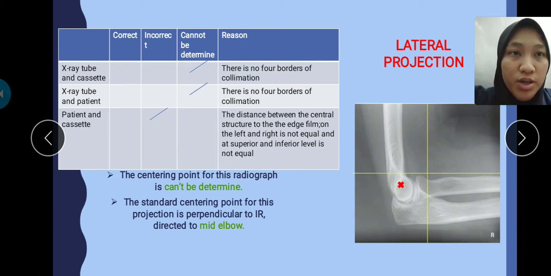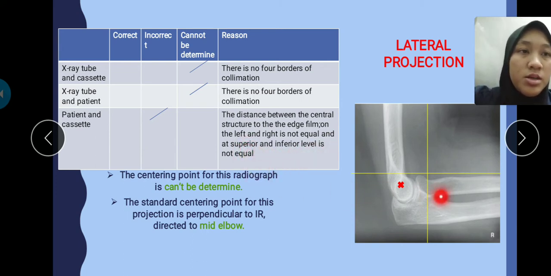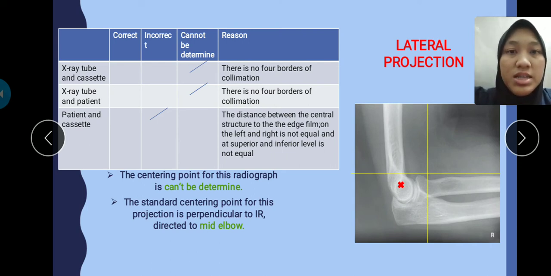So for lateral projection, first, the alignment between axis tube and cassette cannot be determined because there are no four borders of collimation. The alignment between patient and tube also cannot be determined because there are no four borders of collimation, and the alignment between patient and cassette is incorrect. This is because the distance between the central structure to the edge of the film on the left and right is not equal, and at superior and inferior level also not equal. So the centering point for this radiograph cannot be determined because there are no four borders of collimation, and the standard centering point for this projection is perpendicular to IR, directed to mid elbow.